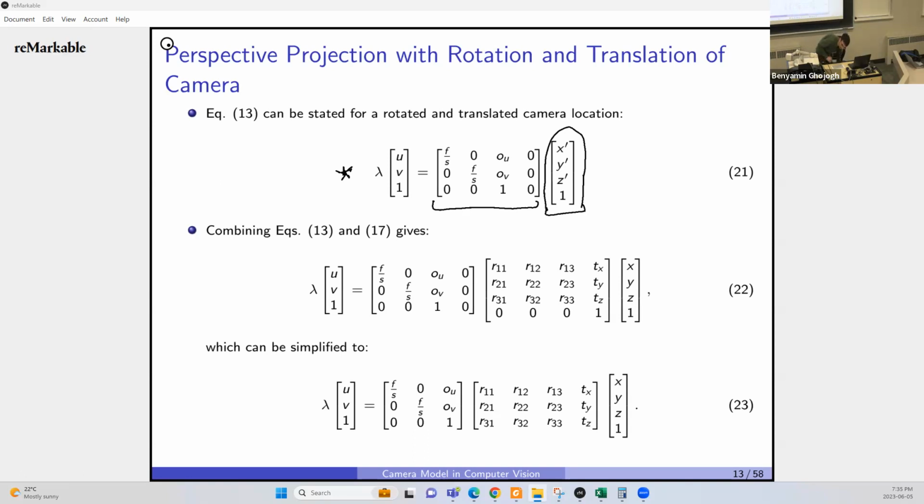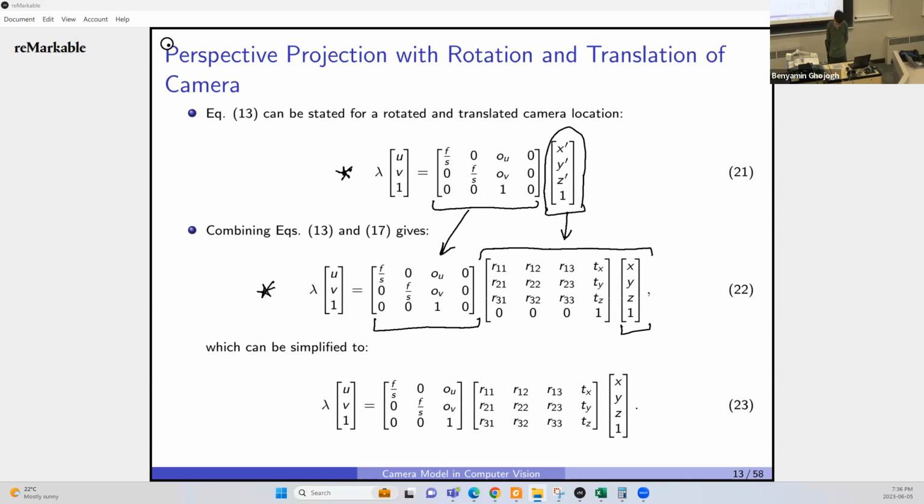So now, what do we have? What did we find for x prime, y prime, z prime in equation 17, I guess? Yes, it was this. So we have some rotation and possible translation. And this is now x, y, z, 1. And we had these two as here. So far clear? I think equation 22 is clear.